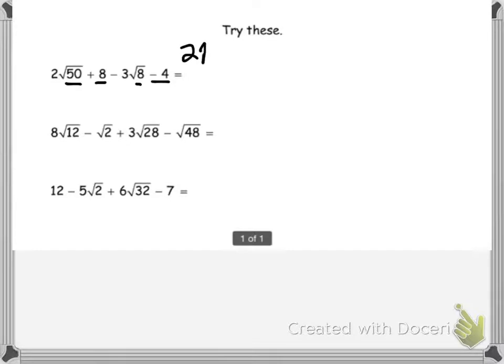So I have 2 on the square root of 50, minus 3 on the square root of 8, plus 8 minus 4. So I just put radicals with radicals and constants with constants. Let's go ahead and just write commutative because we know that's there. Now let's simplify these two radicals first.